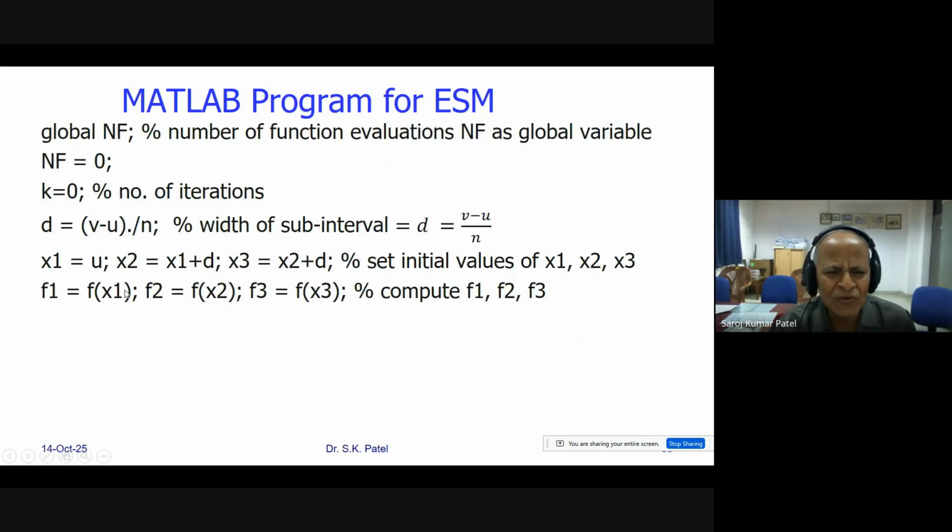So f of x1 we store it in f1. Similarly, f of x2 store it in f2, f of x3 in f3. That means we are computing f1, f2, f3.